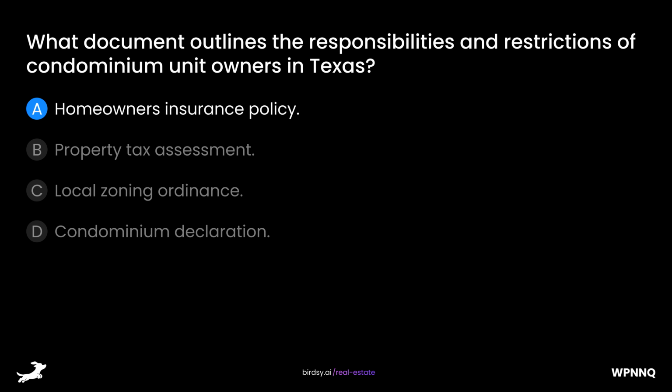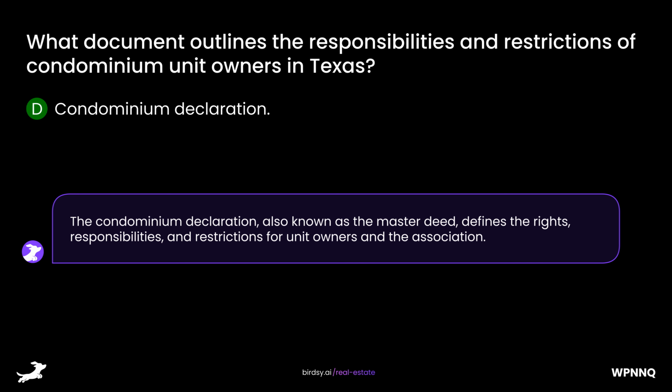What document outlines the responsibilities and restrictions of condominium unit owners in Texas? Is it A, homeowner's insurance policy? B, property tax assessment? C, local zoning ordinance? Or D, condominium declaration? The answer is D, condominium declaration. The condominium declaration, also known as the master deed, defines the rights, responsibilities, and restrictions for unit owners and the association.